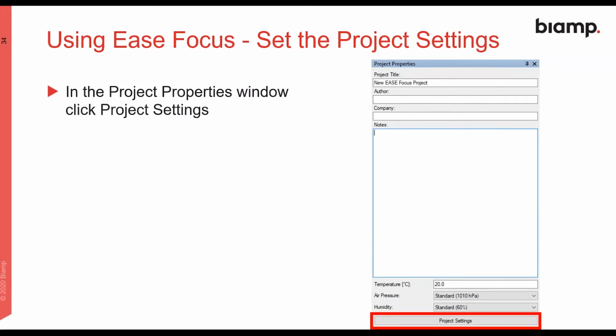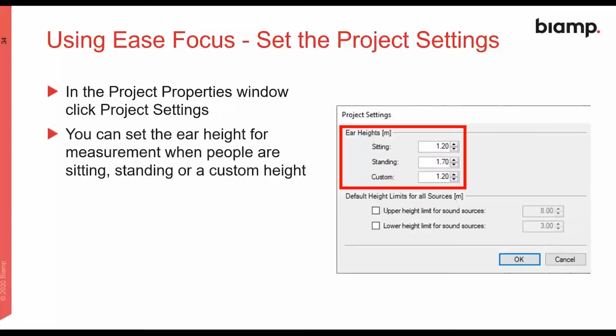Then in the project properties window, click on Project Settings. This is where you can set the ear height for measurement when people are sitting, standing, or at a custom height. These are the default values, so you can change them to be whatever you want. If you know that people are going to be a little bit lower than that for some reason, or the average level is going to be lower, you can set that here. Later on in your design, you can choose whether the visualizations are done with sitting, standing, or a custom value.